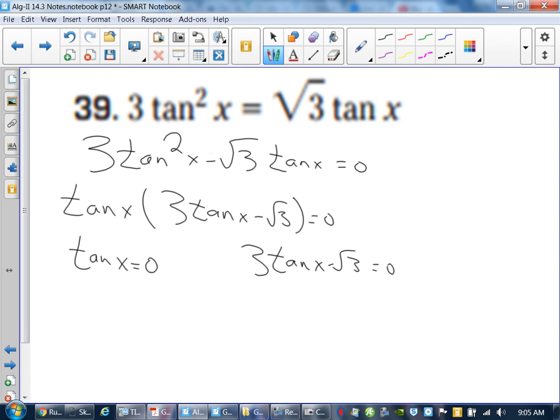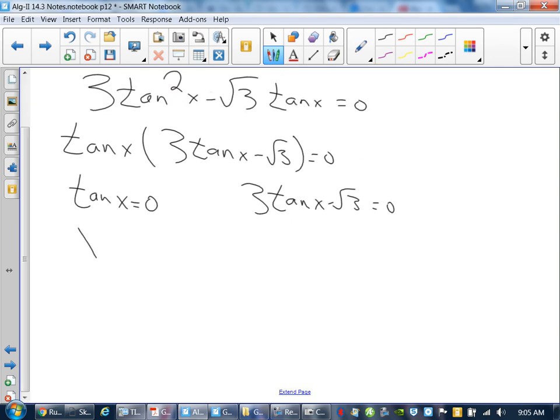Tangent is what over what? Tangent's sine over cosine. So this is asking me what angle has a tangent value of 0, which means where is y over x, where is y 0 and x plus or minus 1. It'd be 0 and pi, right?